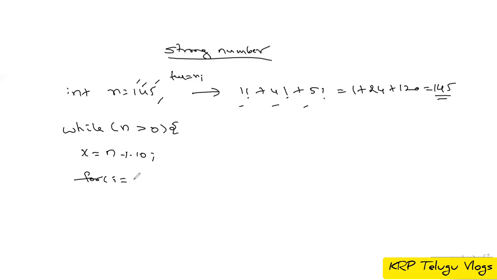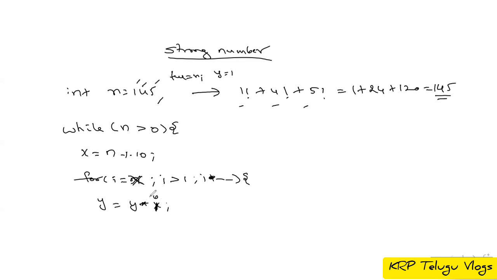For loop: for I is equal to x, I greater than 1, I minus minus. So here I'll take y is equal to 1. So what we have to do is y is equal to y into I.